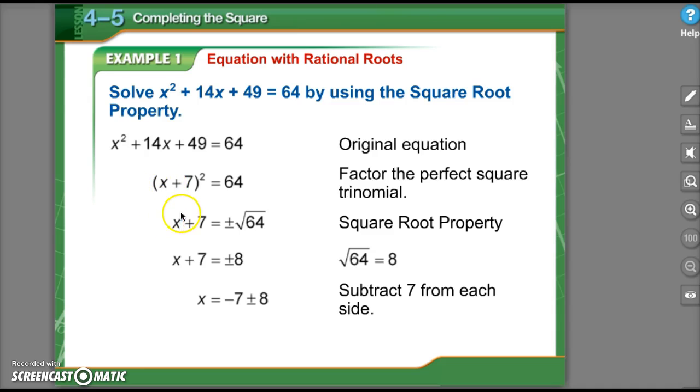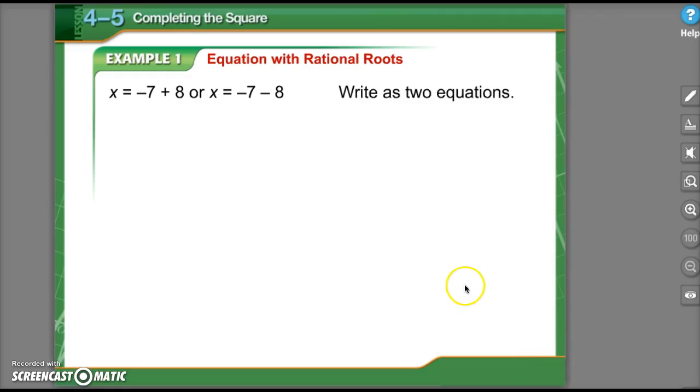Then we're going to take the square root of each side, so the square root will cancel out the square. The square root of 64 is plus or minus 8. Then we're going to subtract 7 from each side. So we have negative 7 plus or minus 8. And on the next screen, we're going to look at how to solve each of those equations. Negative 7 plus or minus 8 means you have one equation with negative 7 plus 8, which is 1. And then the other equation will be negative 7 minus 8, and the answer to that is negative 15. So our two solutions are x equals 1 and x equals negative 15.